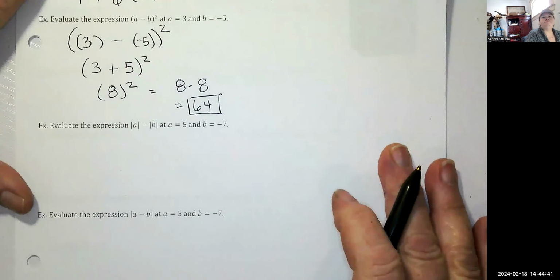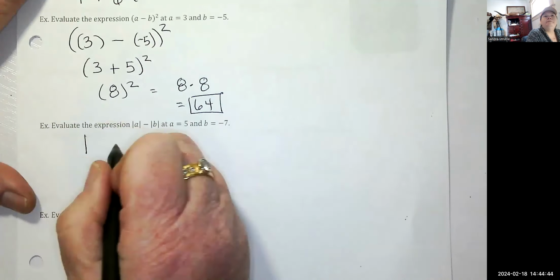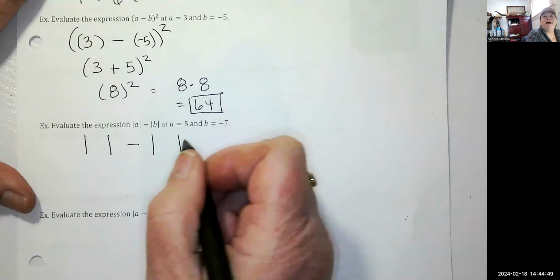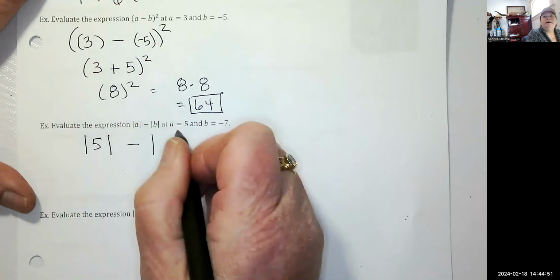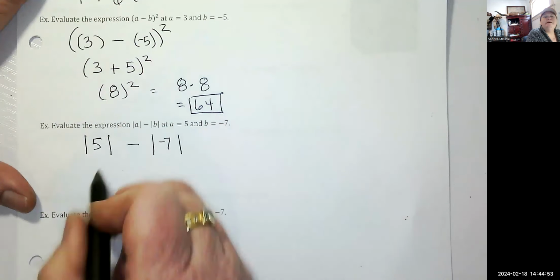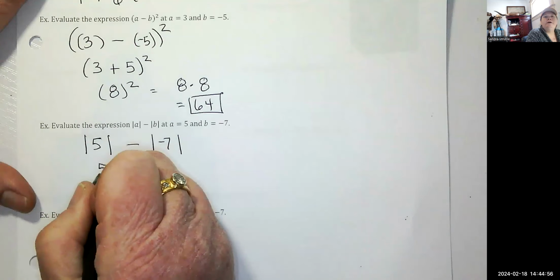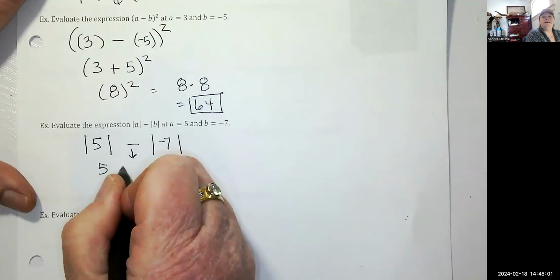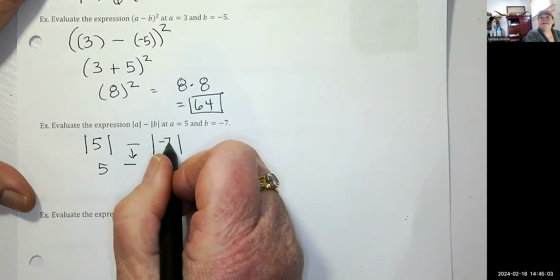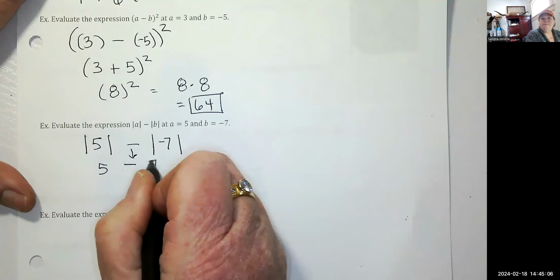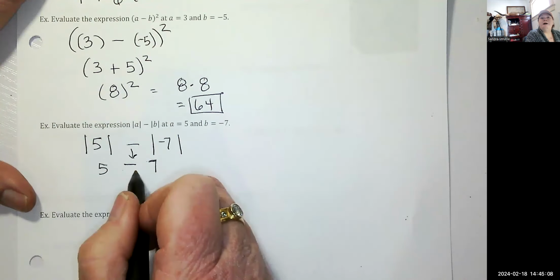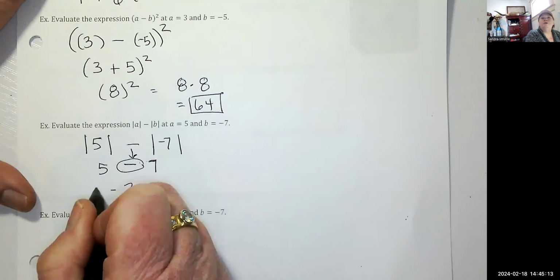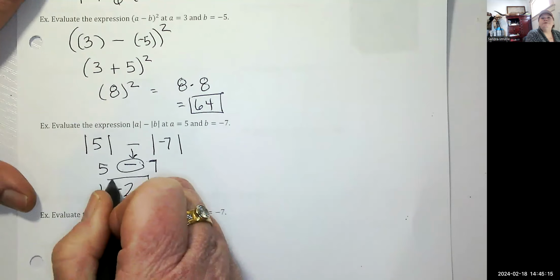A couple more. Absolute value of A minus absolute value of B. I'm just going to leave the absolute values. And that's all we have. So A is 5 and B is -7. Absolute value of 5 is 5. Anything that comes out of an absolute value is positive, minus, I'm just going to bring this down. The absolute value of -7 is 7. Now we've got 5 minus 7. The signs are different, so we subtract them and take the sign of the larger number. Our answer is -2.